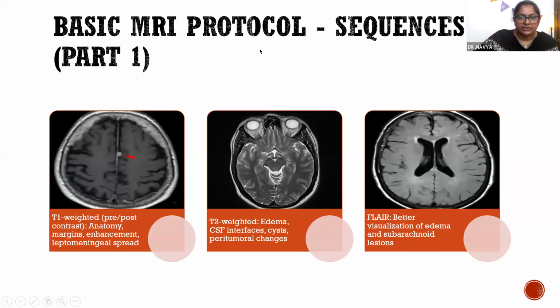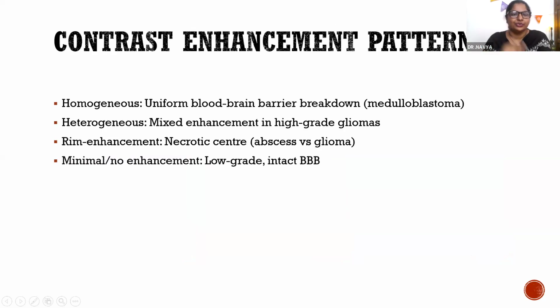And if it is a T2 weighted image, what I want to see is the edema, the CSF interface, the cysts and peritumoral changes. And FLAIR is just a flip side of T2.